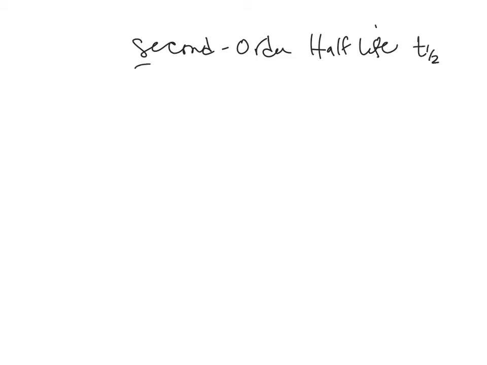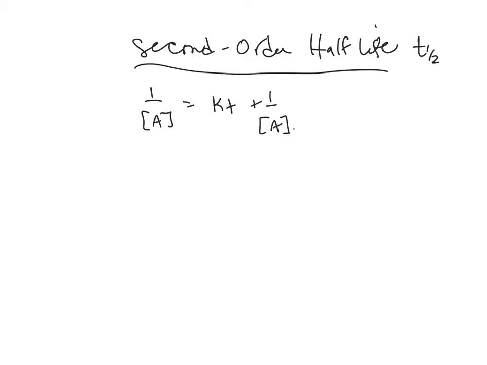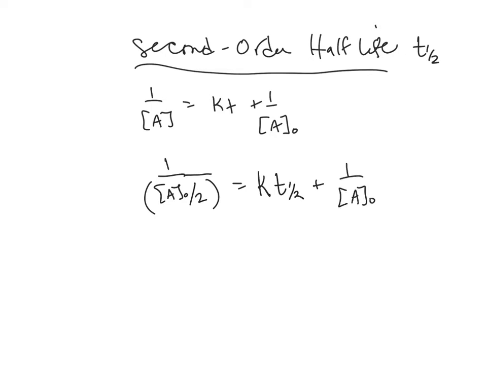Also given the symbol T1 half. And we start with the integrated rate law again. 1 over A is equal to KT plus 1 over A initial. And we're going to invoke that same idea that when T is equal to T1 half, then A will be equal to the initial concentration divided by 2. So we'll say 1 over A initial over 2 is equal to KT1 half plus 1 over the initial concentration. So the left-hand side then would be 2 divided by A initial. So it's 1 over 1 over 2, so the 2 comes up into the numerator there.